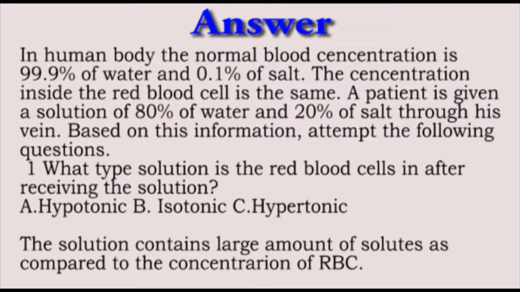What type of solution are the red blood cells in after receiving the solution? A. Hypotonic. B. Isotonic. C. Hypertonic. The solution contains a large amount of solutes as compared to the concentration of red blood cell. Therefore, the solution that the patient is given is hypertonic to the red blood cell. The answer is hypertonic, or C.